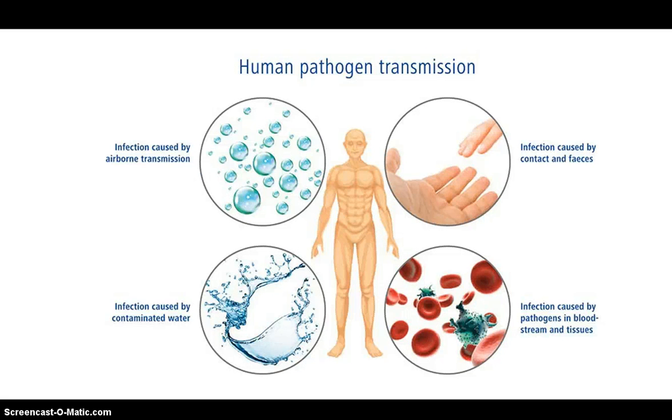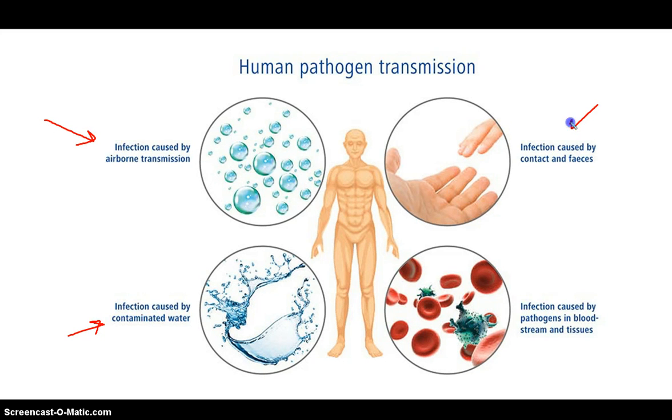And in terms of human pathogen transmission, there's four major ways that this can happen. The first that we'll look at right here is infection caused by airborne transmission. This is why you should cover your mouth when you sneeze, because small droplets, particles of saliva with virus and bacteria can be spread throughout the room. It can be caused by waterborne illnesses. There's a lot of examples of cholera and other diseases that travel through the water.